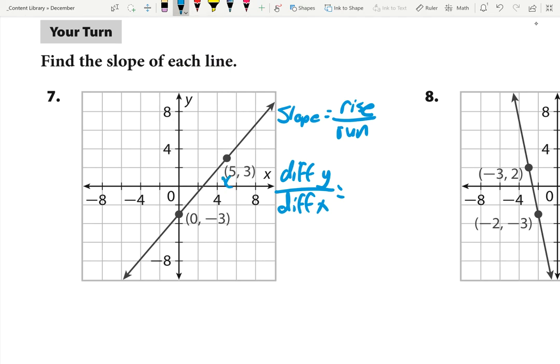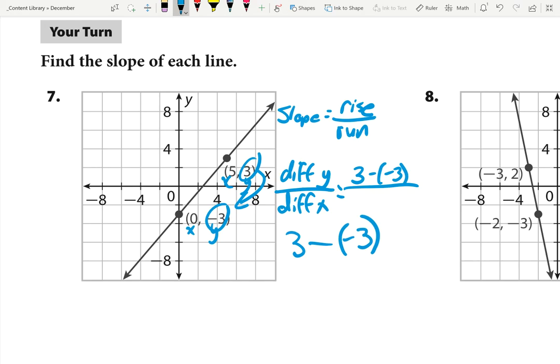So our y values, here's x, y, x, y. So our y values are 3 and negative 3. So we're going to subtract them. It'll be 3 minus negative 3. Be very careful about your negative here. You can't say 3 minus 3 because then you're forgetting about the negative in this point. So you have to make sure that you have the minus sign and you include the negative from the 3. Okay, so be very mindful of that.